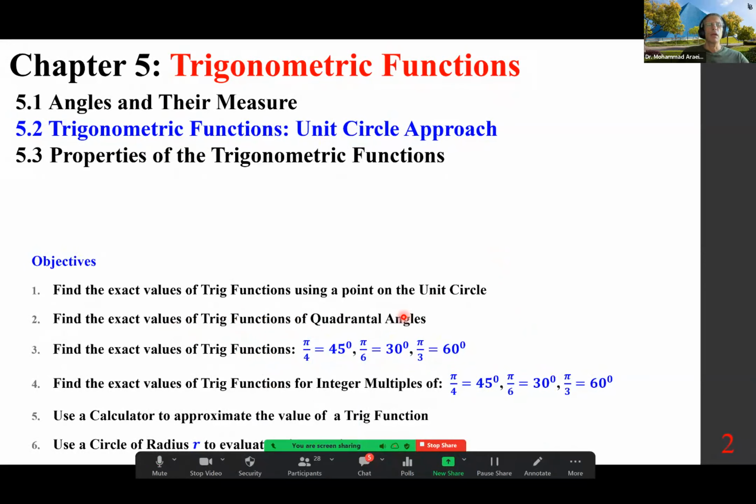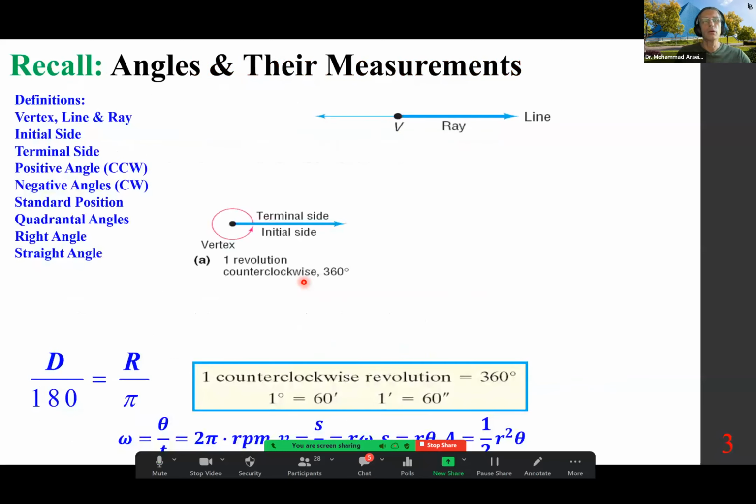And use a calculator to approximate the value of trig functions, and we are going to look at a circle with a radius r as well. So first, remember what we looked at.